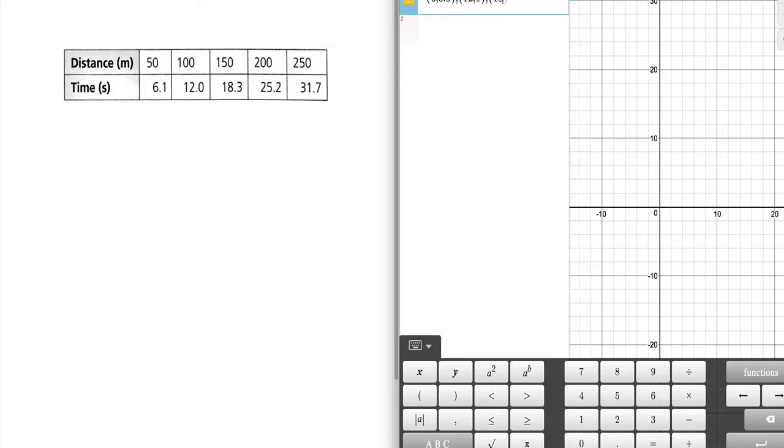At 18.3, it'll be 1.5. And at 25.2, it'll be 2.